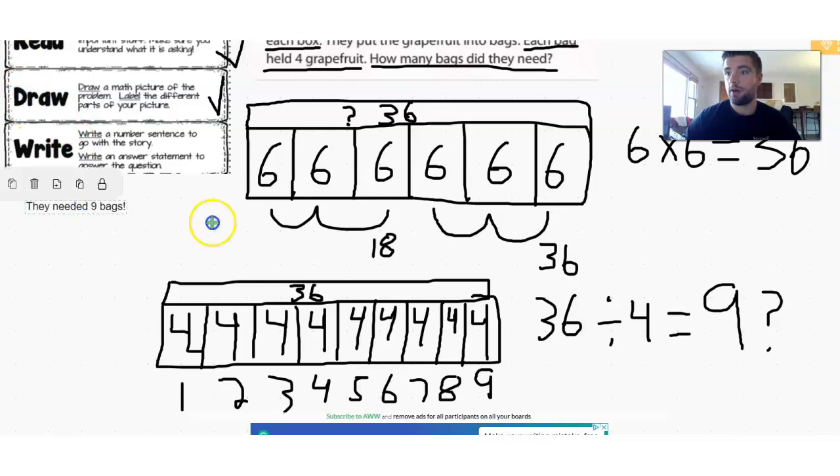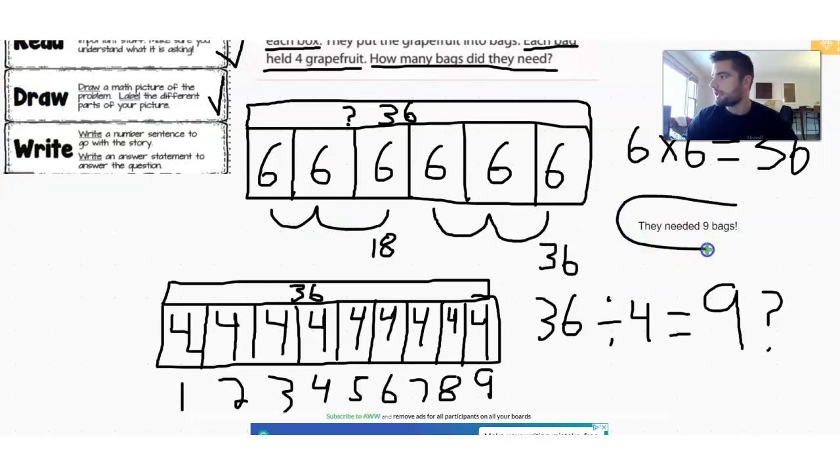So I'm going to drag that over. What I love to do when I find my final answer is circle it. They needed 9 bags, and that's how you can tell your teacher where to look for your answer. Let's do one more problem with our read, draw, and write strategy.